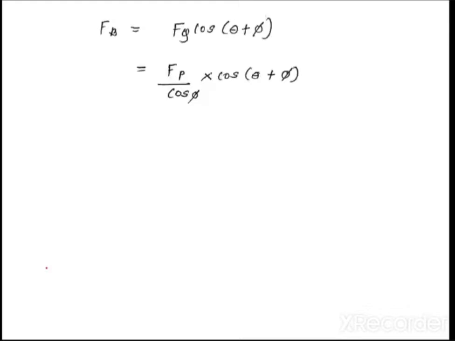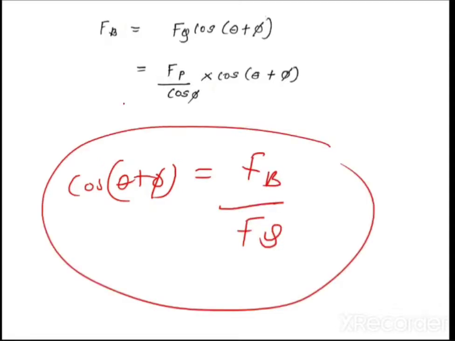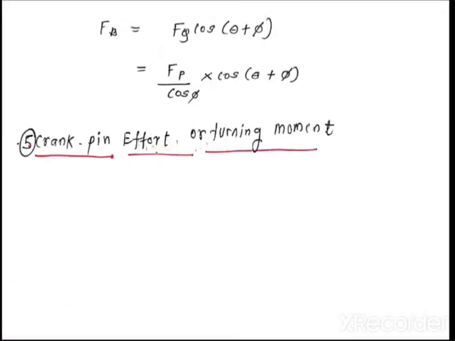Okay, next. What is Fb? Now we know that from the figure cos theta plus phi is equal to adjacent side, that is Fb upon Fq. Okay, so from this I am getting Fb. Okay, clear? So Fb is equal to, and now cramping effort. What is this cramping effort?